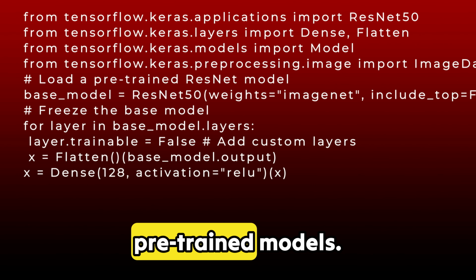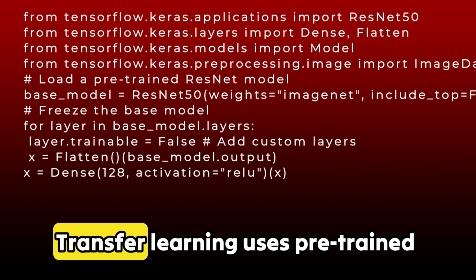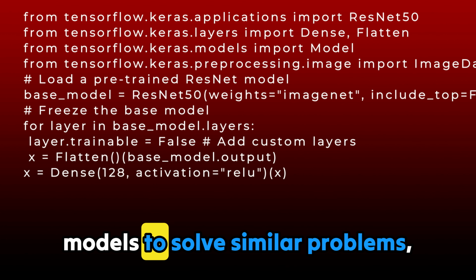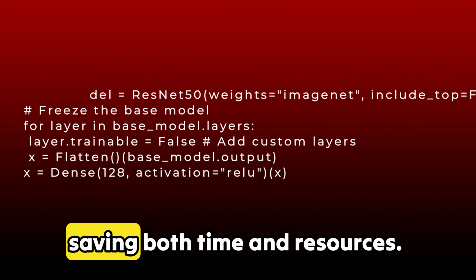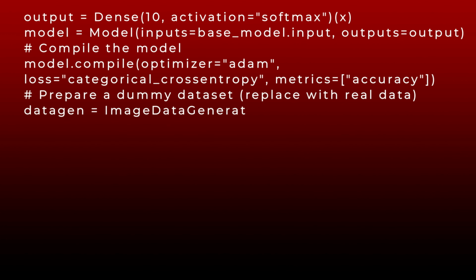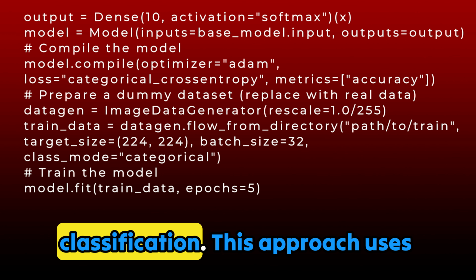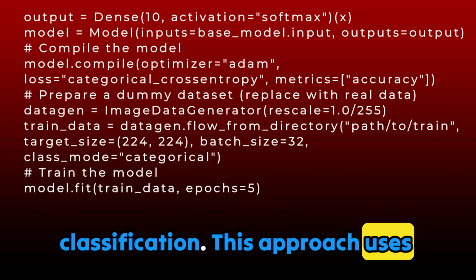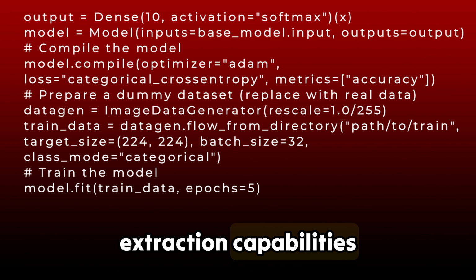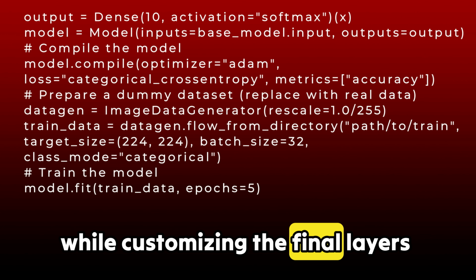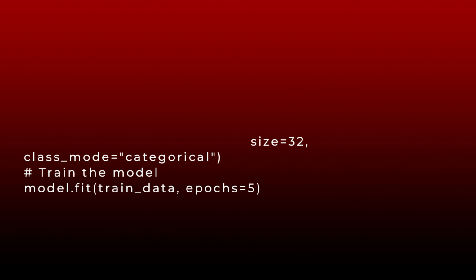Transfer learning with pre-trained models. Transfer learning uses pre-trained models to solve similar problems, saving both time and resources. Let's use a pre-trained ResNet model for image classification. This approach uses ResNet's powerful feature extraction capabilities while customizing the final layers for your specific task.